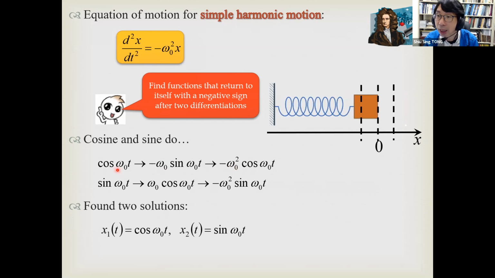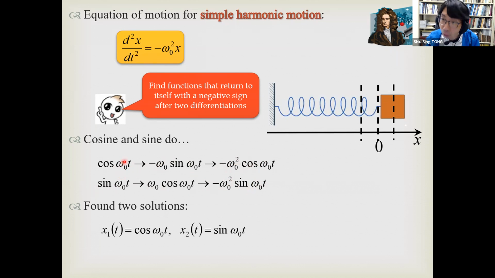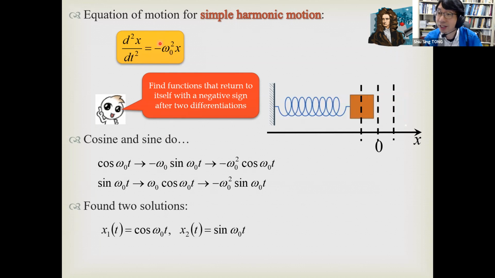So now a cosine after two differentiations becomes cosine again, but with the constant minus omega naught squared in front. Again, if we start with a sine, after two differentiations we still go back to the sine, but again we have that constant minus omega naught squared coming out. So of course, you can see both the cosine function and the sine function satisfy this equation. If you differentiate twice, it goes back to itself, but with the constant minus omega naught squared. So it satisfies this equation.